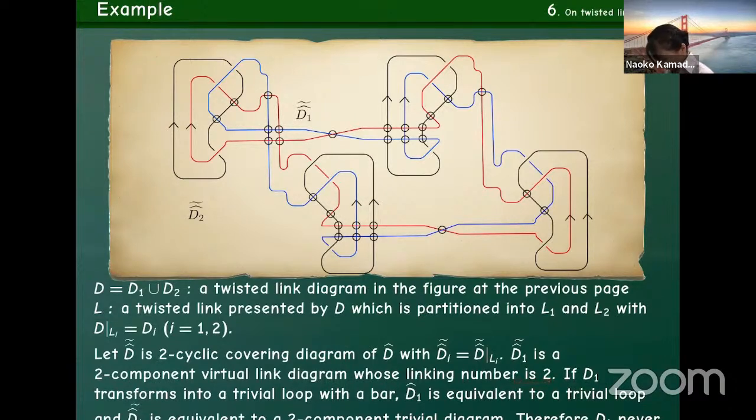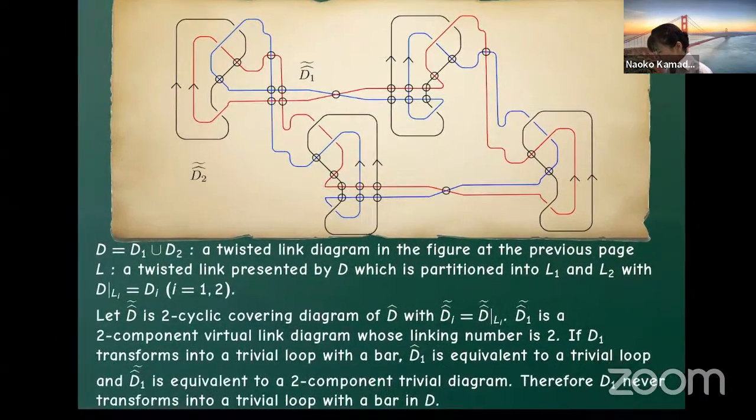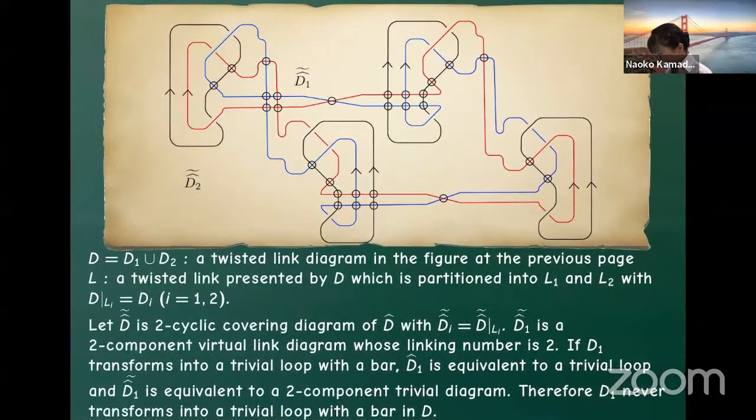By a similar argument, if D1 is transformed into the trivial loop with a bar, then D1 hat is equivalent to a trivial loop, and D1 hat tilde is equivalent to a two-component trivial diagram. Therefore its linking number would be 0, but it is 2. So D1 is never transformed into the trivial loop with a bar. That's all. Thank you.